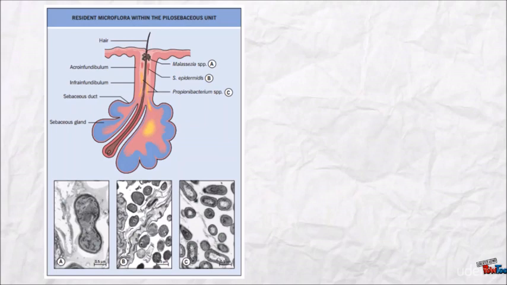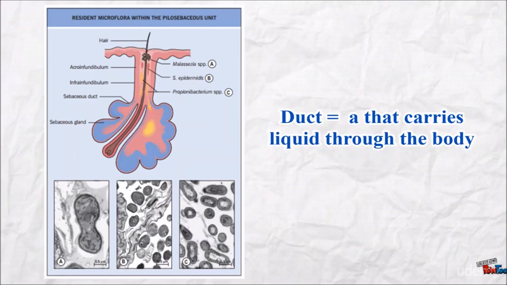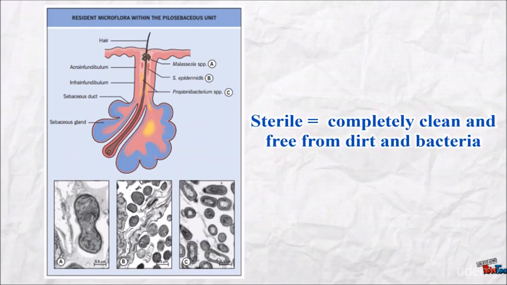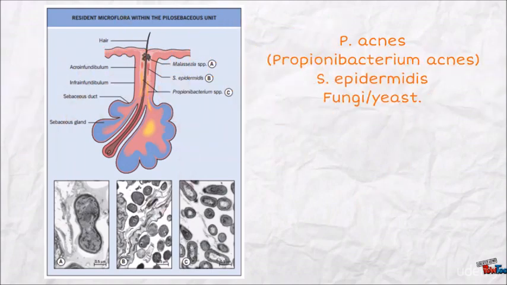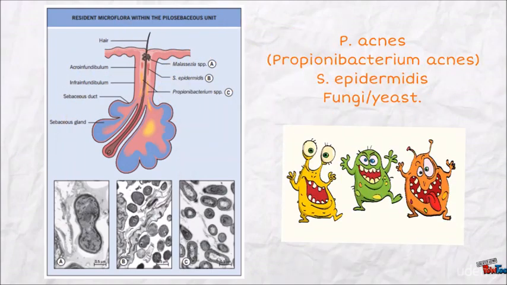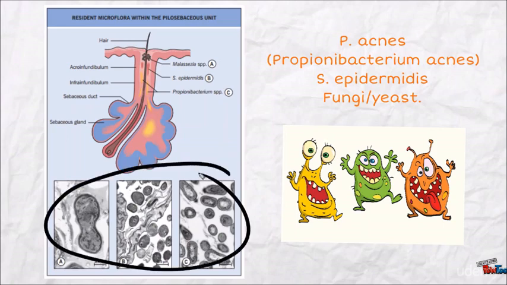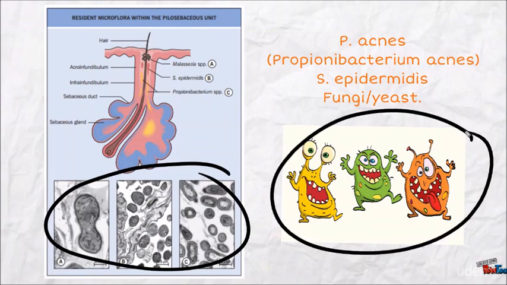Sebum in oily glands and within the ducts is clear and sterile and contains no free fatty acids, but the environment of the hair follicles is good for and favors the growth of the bacteria like P. acnes or Propionibacterium acnes, Staph epidermidis, and even fungi or yeast. Don't bother yourself with these pictures of bacteria taken under microscope. Just think of the bacteria as these bad boys over here.